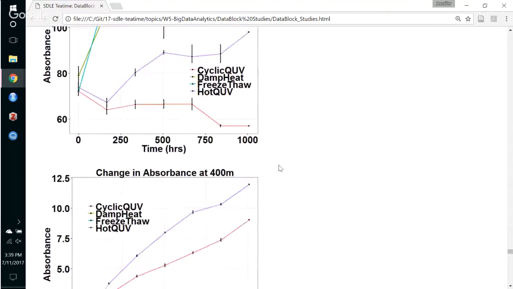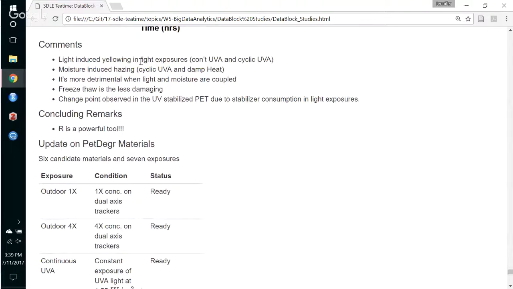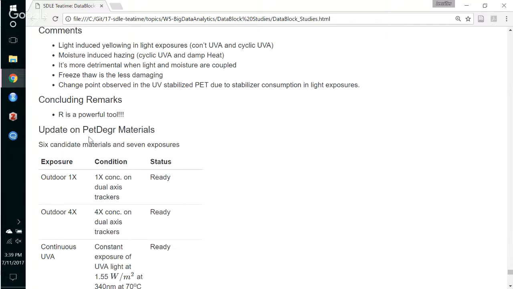So his conclusions were that light induces yellowing in light exposures. So that's what we saw too, that UV, continuous and cyclic UV, are causing that. Moisture induces hazing, and it's more detrimental when light and moisture are coupled in the case of hazing. And R is a powerful tool.